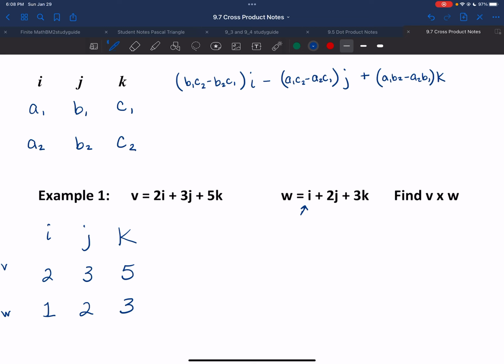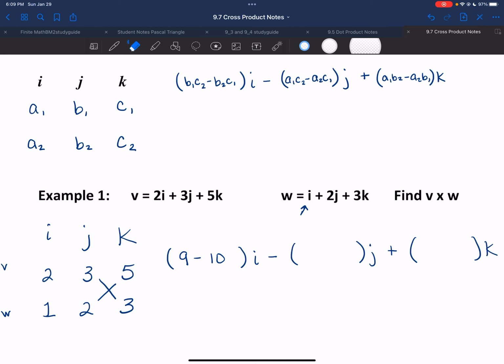All right, let's go ahead and build our equation. So I have 2 parentheses plus i, minus 2 parentheses j, plus 2 parentheses k. I'm going to do 3 times 3, which is 9, minus 2 times 5, which is 10. Does that make sense? Okay, now I'm going to erase that so that it's not in our way.